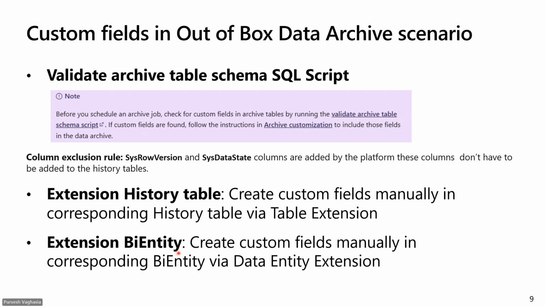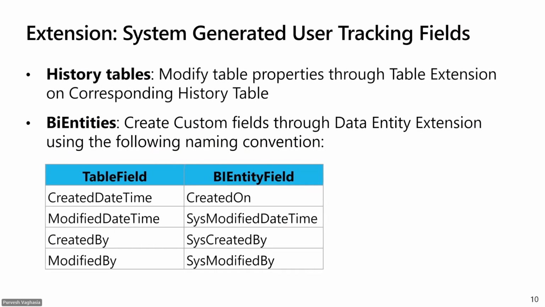Because if you have a complex entity, it might take a hit on performance, right? So for any table that you have customized with custom columns, make sure that for the corresponding history table, you create an extension and add those columns. Then make sure you create an extension to the existing BI entity and add those custom columns. Now, the next step is that I have added all this customization that I need to add.